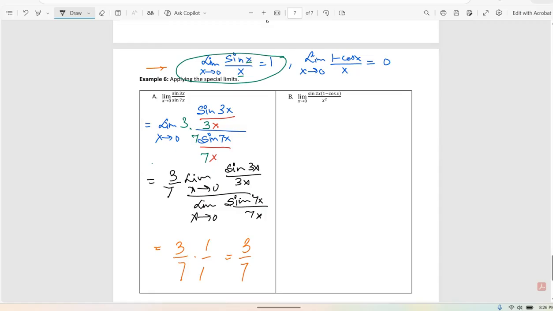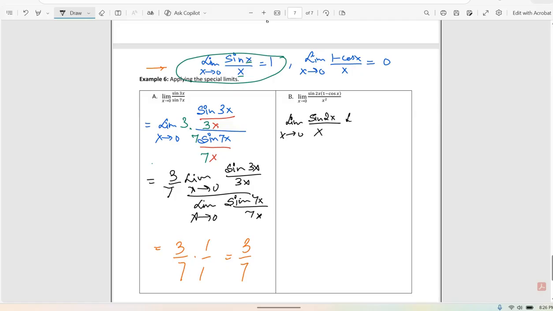Okay, let's look at part B. Here we have this limit x approaches 0. Now this looks long. I'm going to separate it out. Let's see if you guys agree with it.